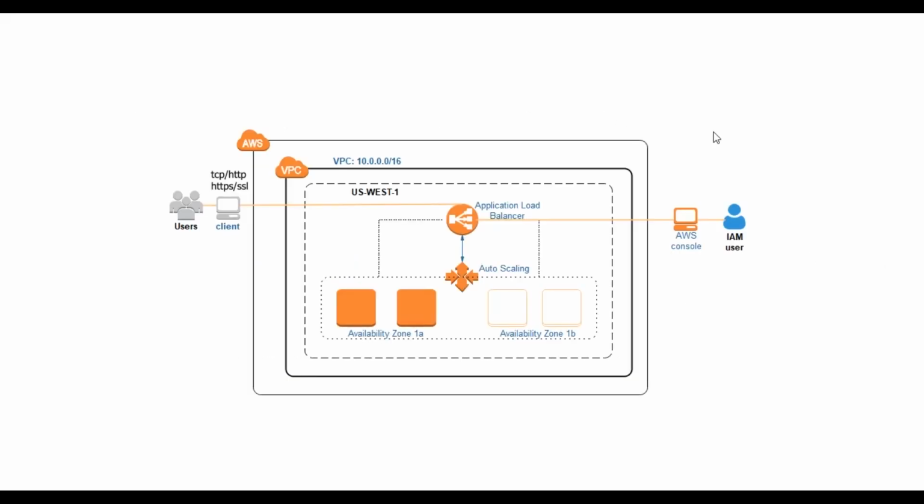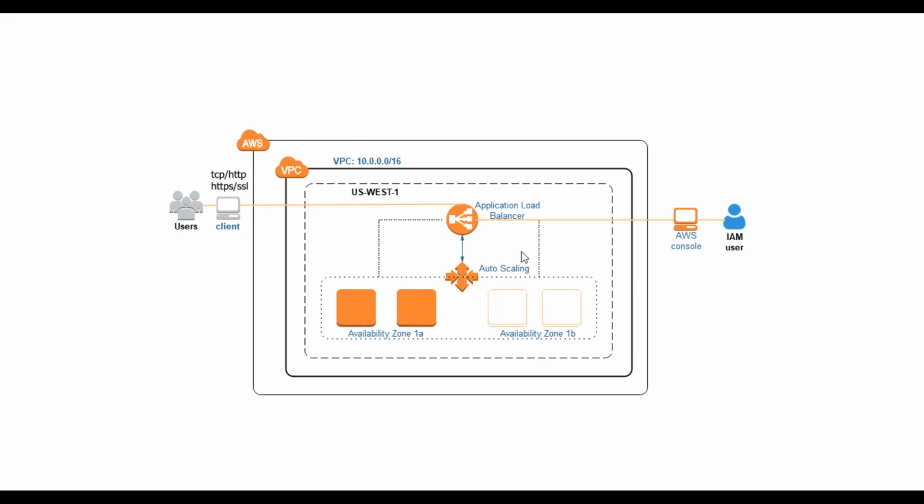This is the infrastructure of this video presentation. Here I have a VPC with CIDR block 10.0.0.0/16, as this VPC is located in the US West 1 region. Here you can see the autoscaling group is integrated with the application load balancer. When a new instance is provisioned in the autoscaling group, it will automatically integrate with the application load balancer.